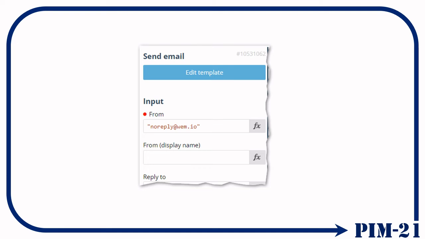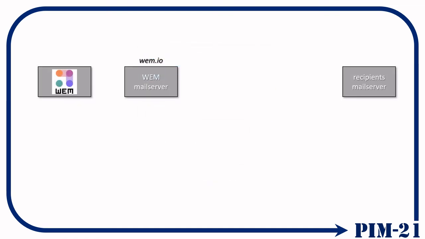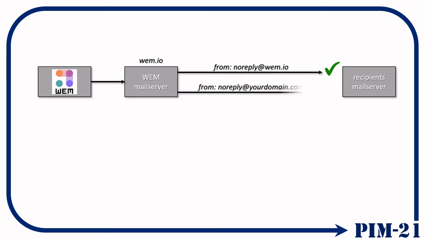To understand these problems, and to understand how you can solve them, we need to take a look at how WEM sends those emails. WEM uses the mail server from the WEM company to send emails to the mail server of the recipient. So far so good. Now, what happens if you supply an email address from your own organization? In that case WEM will still use the same mail server to send the email message. And that might cause the receiving mail server to block the email. Why? Because the domain of the mail server does not match the domain of the sending email address.